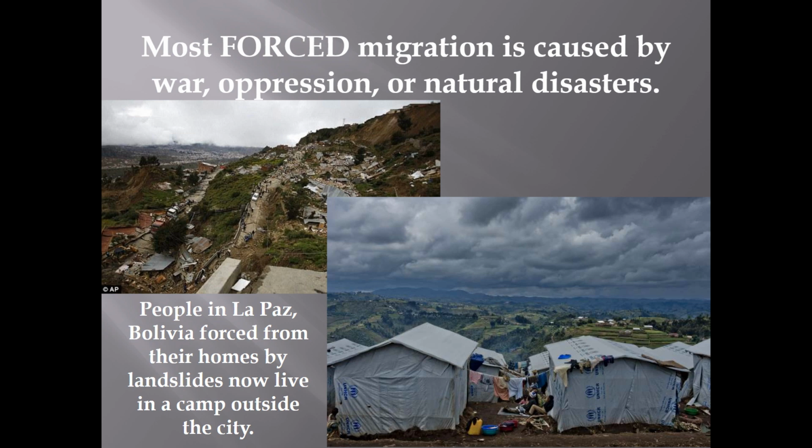Oppression is another major cause of forced migration. And again, oppression is when a government oppresses or takes advantage of, exploits, abuses, violates the rights of its own citizens. So, for instance, if a religious group or a racial or ethnic group were being targeted by the government for political reasons, that would be oppression, and that is oftentimes a reason for forced migration.